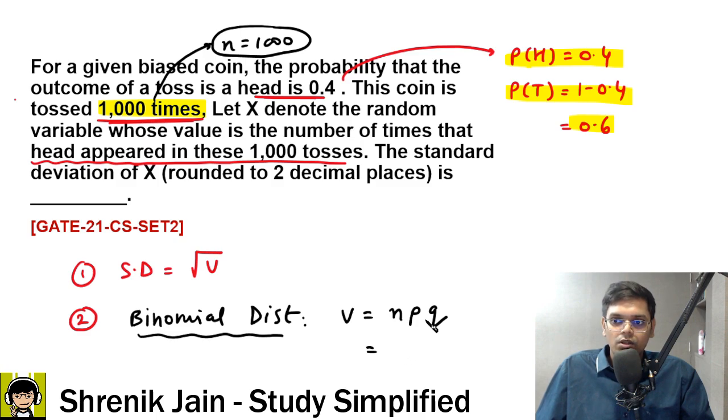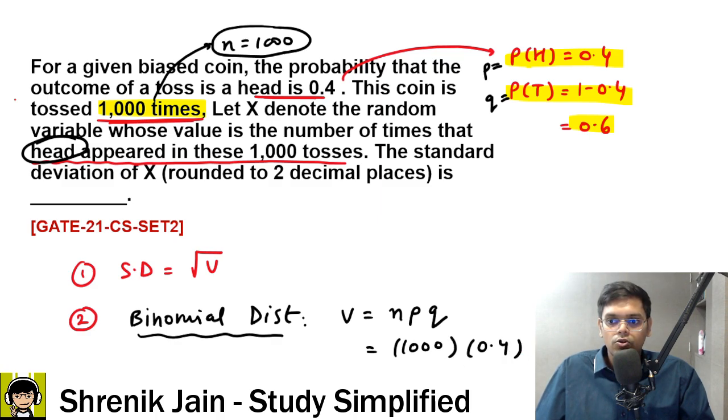If it is done 1000 times, and this is my success, this is my failure, because they are saying getting heads is a success. So small p is 0.4, small q is 0.6. Substitute here, and tell me, 1000 into 0.4 into 0.6, what is the answer? Are you getting 240?